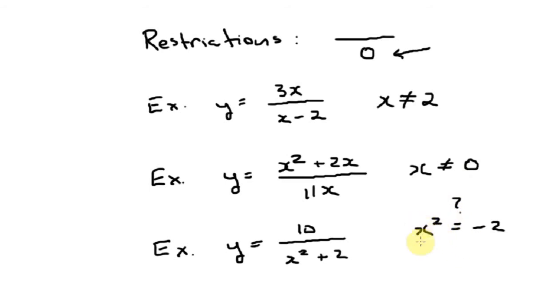You can't square a number and have it turn into a negative. When you square a number, it's going to turn positive. So this doesn't happen. So there simply are no restrictions. Everything is good for this rational function. So that's the world of restrictions.